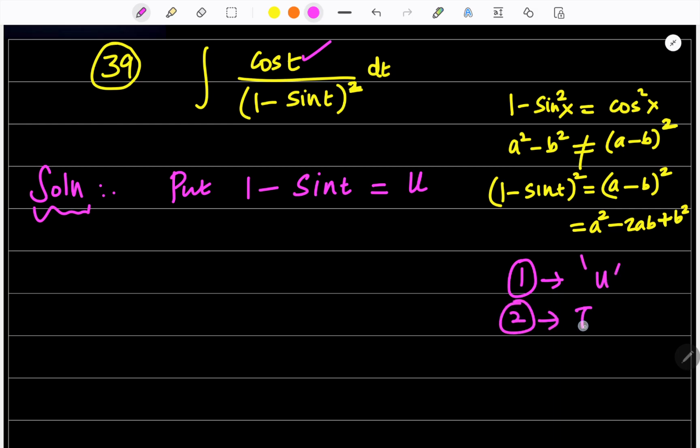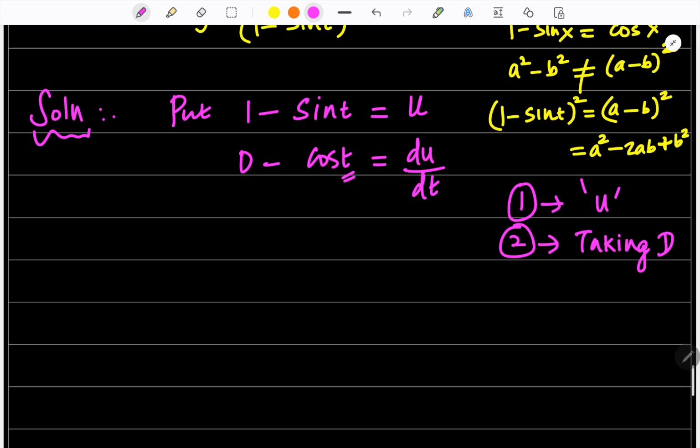Step number 2 is take the derivative. What is the derivative of 1? 0. What is the derivative of sine t? The derivative of sine t is cosine t, equal to du divided by dt, because the variable is t. So this is minus cosine t is equal to du divided by dt.